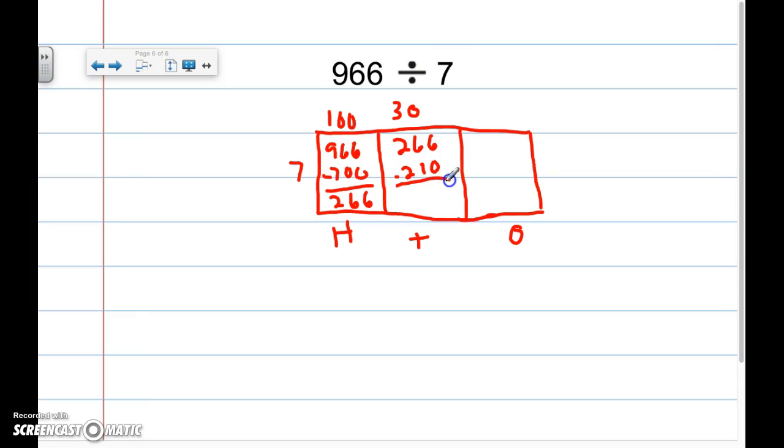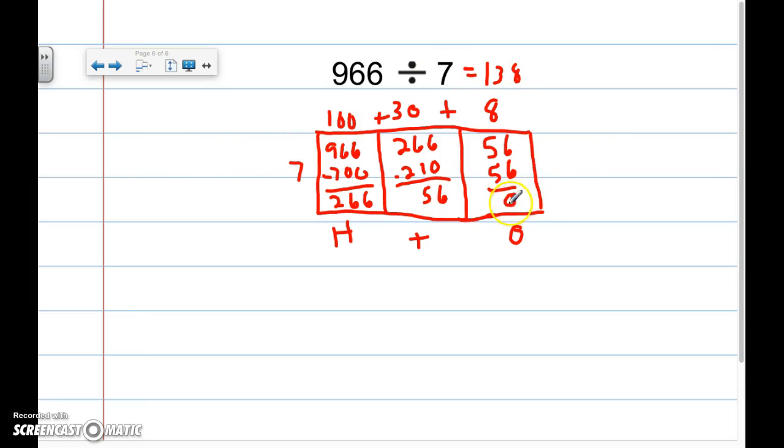Now I'm going to subtract 6, 5, and that's 0. So now I need to move the 56 over to the ones box. And I need to figure out how many ones will go into 56. Well, I know that 7 times 8 is 56. So 7 times 8 is 56, and then I have 0. So I'm going to add up these 3 numbers on top, and that's going to be 138. So 966 divided by 7 is 138.